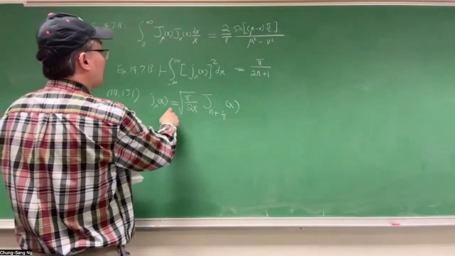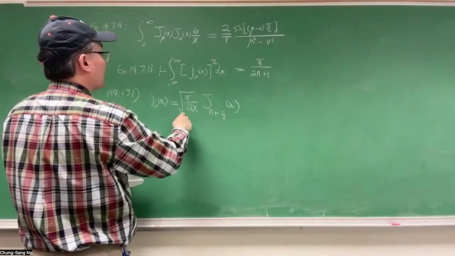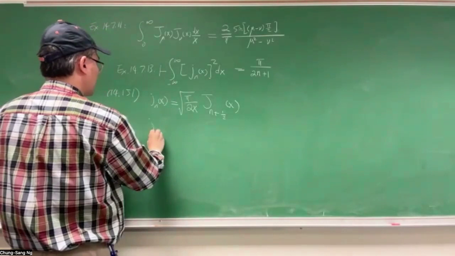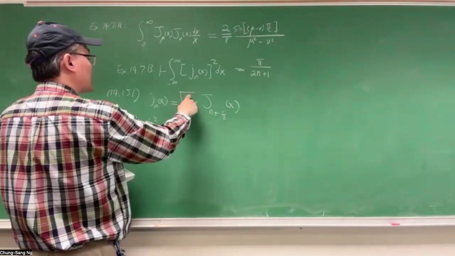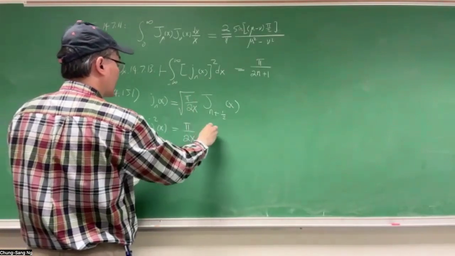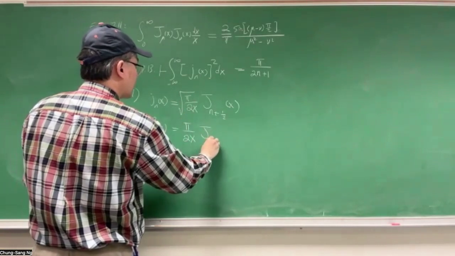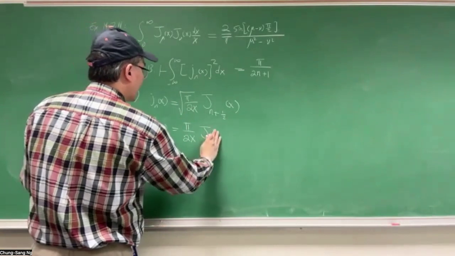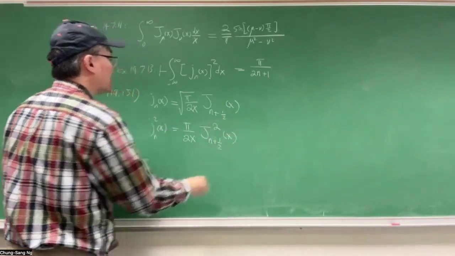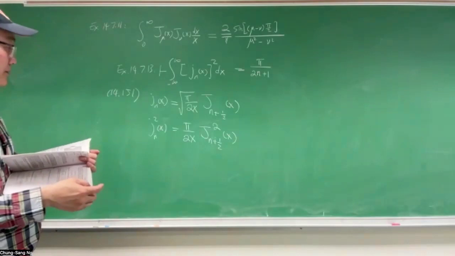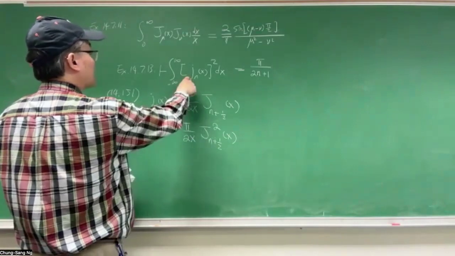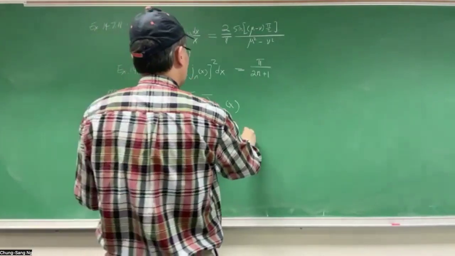So if you substitute this in, that will give you the square of that. This is just pi over 2x, right? You get rid of that, and then j n plus 1/2, and square, right? You just directly substitute in here, and then you substitute this into here, and this into here.